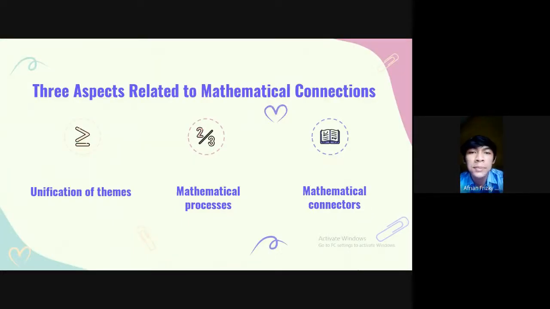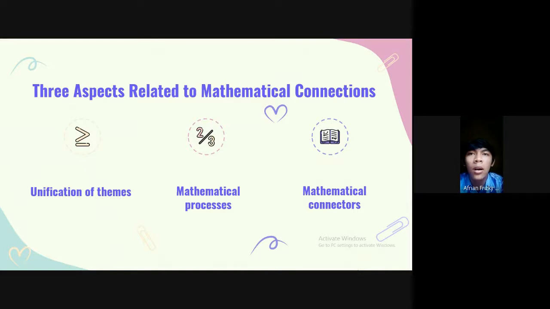There are three aspects related to mathematical connection. The first is unification of terms, mathematical process, and mathematical connector. And for the first is the unification of terms. It is such as change, data, and shape that can be used to draw attention to the interrelated nature of mathematics. For example, how can the perimeter of a plane shape change when it is transformed?